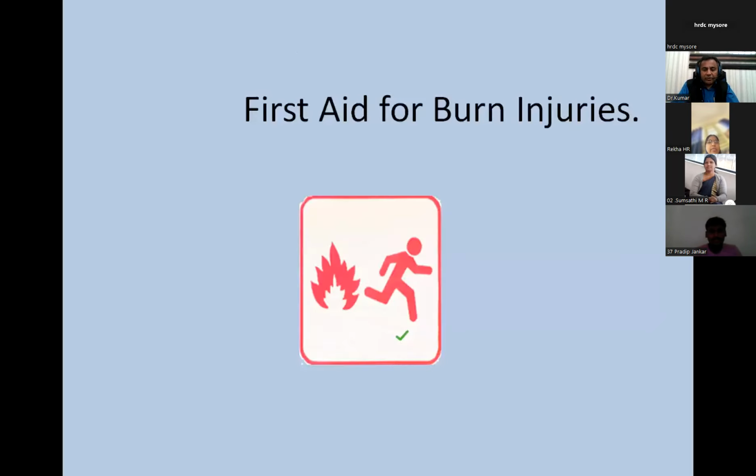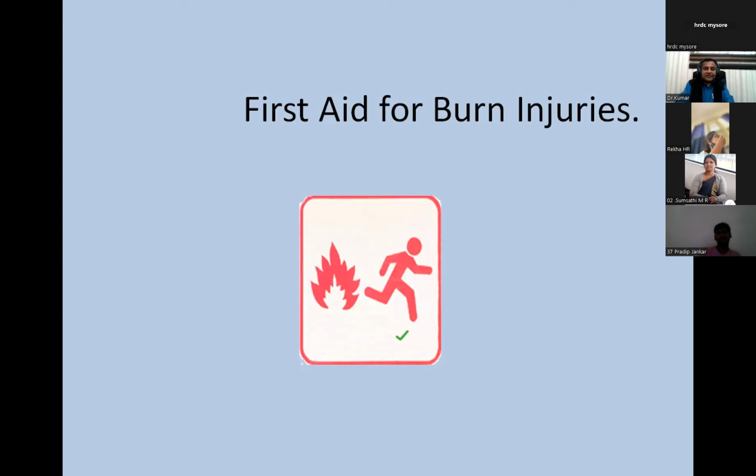Then the common thing that can happen after a building collapse, after an earthquake, or a major train accident or major bus accident, is the fire. We are going to discuss fire related injuries. Fire can happen in any office building, college building, or any building for that matter. Fire is the commonest disaster that is reported in India.